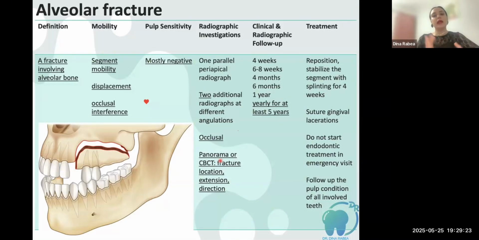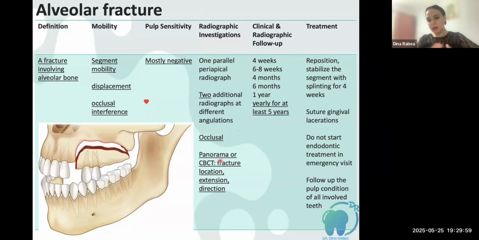For clinical and radiographic follow-up, we have to stabilize and desplint at 4 weeks. So we want to see the patient after 4 weeks to desplint, or to check the splint is still in position and the teeth are not mobile anymore after checking the occlusion. If the teeth involving the fracture line are still mobile, we have to extend the splinting for 1 week and then recheck, and for 1 week and recheck, and so on, because alveolar fractures sometimes take more time than 4 weeks to fully heal.